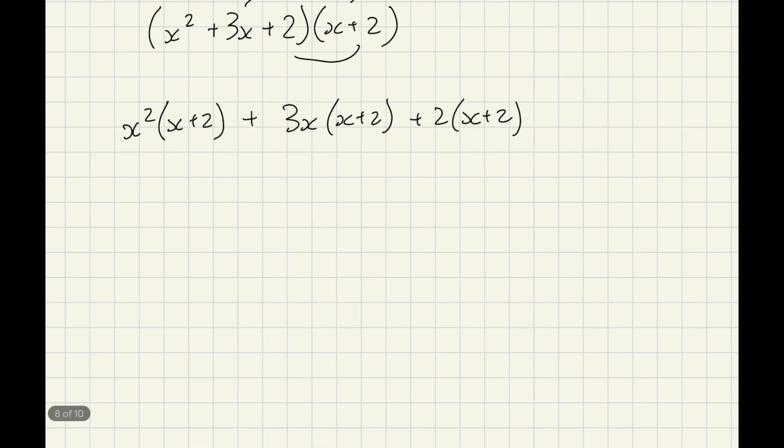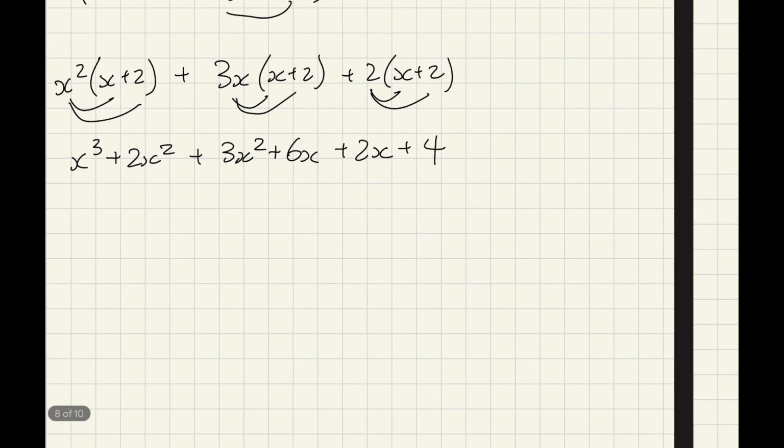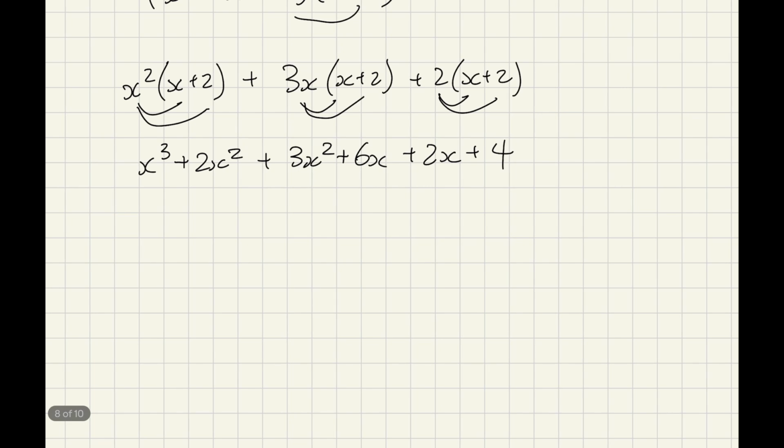If you were to factor this, you would actually get our original expression. You would just factor out the x plus 2. But we're not factoring, we're expanding. So the next thing to do is we're going to expand into individual terms. So we're going to multiply this into here, this into here, and this into here. Now we get x cubed plus 2x squared plus 3x squared plus 6x plus 2x and plus 4. There's our expanded answer. This is technically correct, but it is not simplified. We're going to go ahead and combine like terms to simplify it.